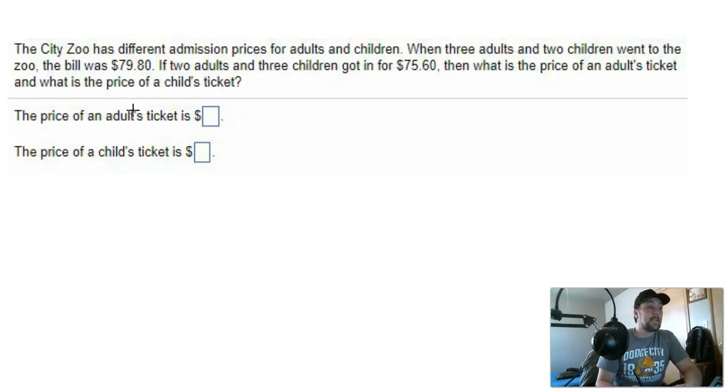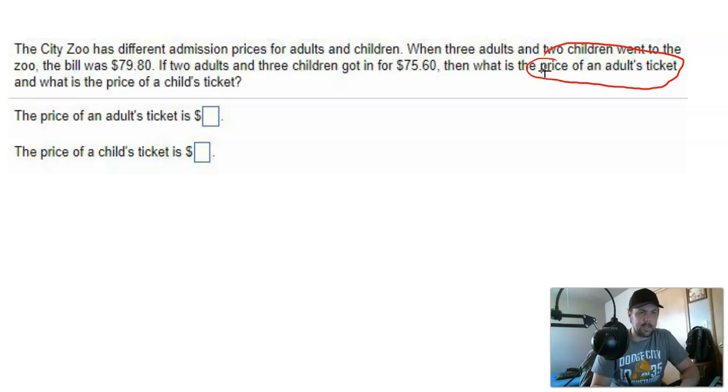The city zoo has different admission prices for adults and children. When 3 adults and 2 children went to the zoo, the bill was $79.80. If 2 adults and 3 children got in for $75.60, then what is the price of an adult's ticket and what is the price of a child's ticket? So again, there's 2 unknown values in this problem, which means we have to find 2 equations in order to get a solution. The unknown values are the price of an adult ticket.